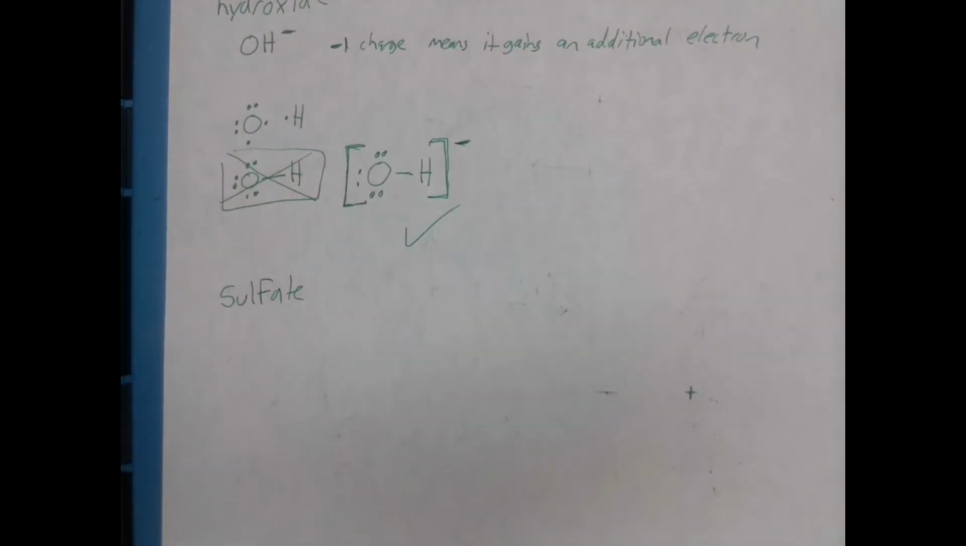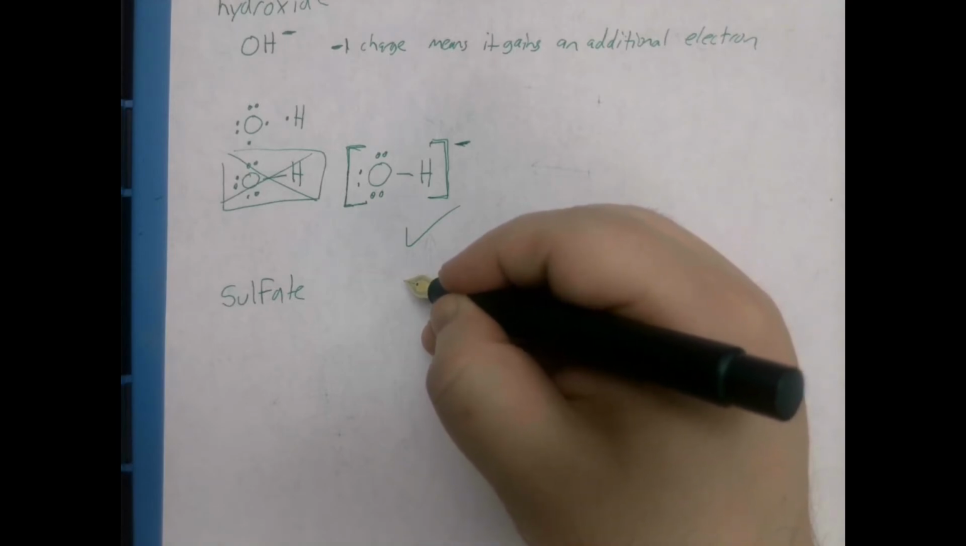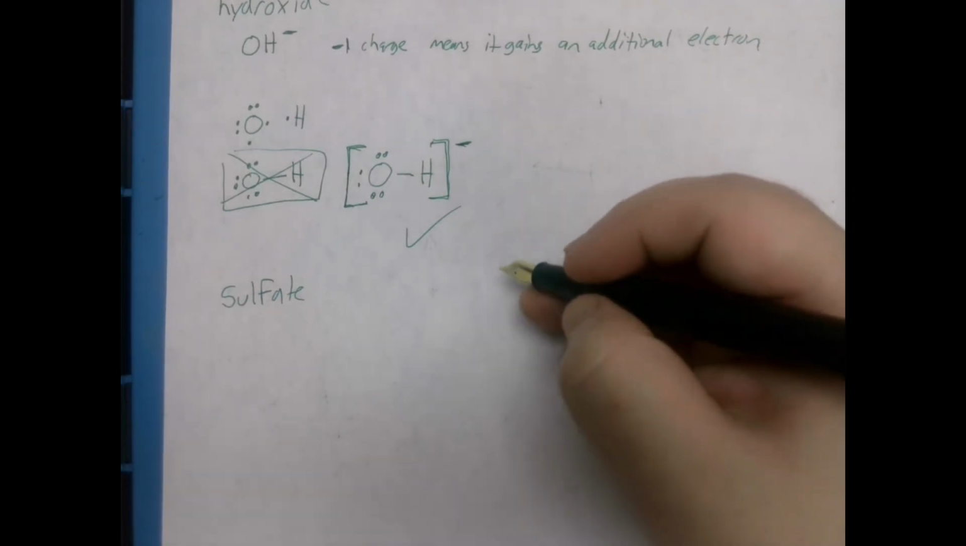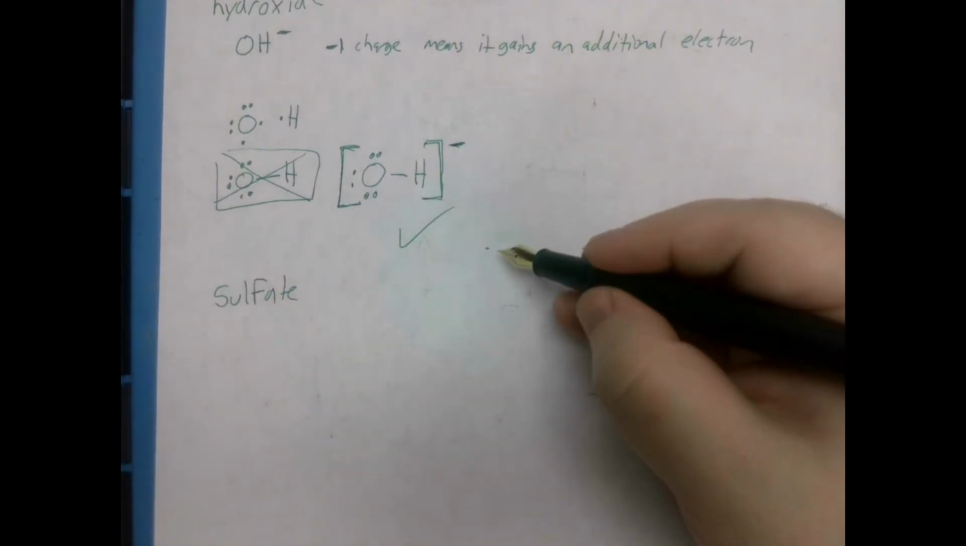Sulfate. Try working that one out by yourself. What's the formula for sulfate? Carlos, do you know? We've learned nomenclature for polyatomics. So sulfate is an oxyion.